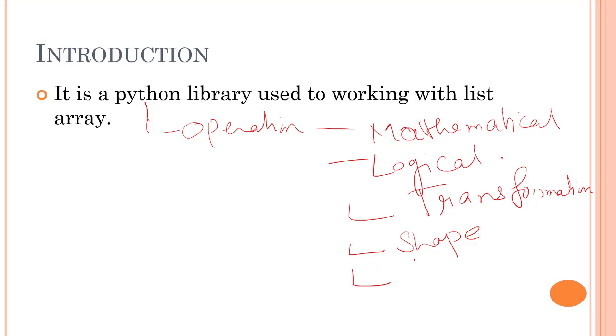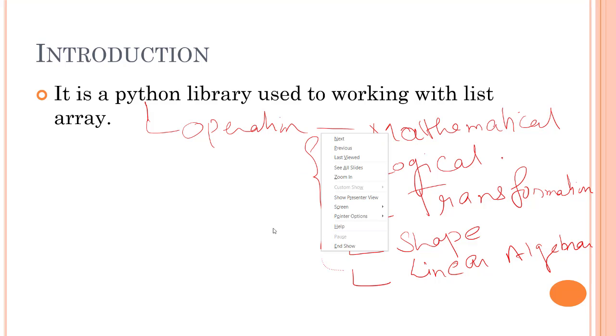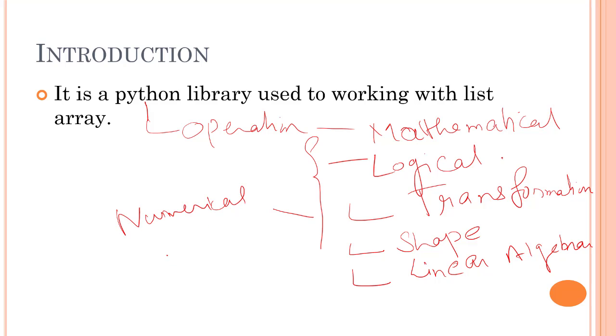Then there are a lot of linear algebra operations, because we call this a numerical Python, right? NumPy we call Numerical Python. So whenever we say numerical Python, it means that it will support mathematical, logical, shape, and linear algebra operations. With the help of this library, we can easily work with all the mathematical functions that are already used. So these are the operations or uses of the Python library.